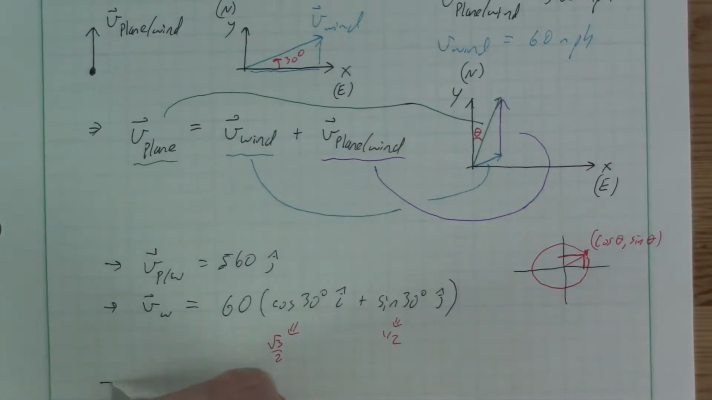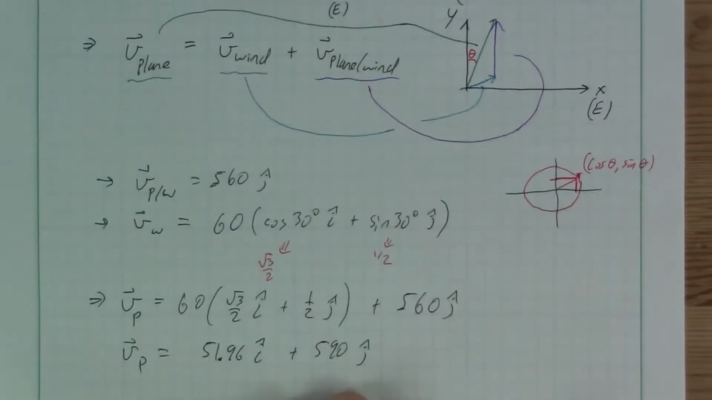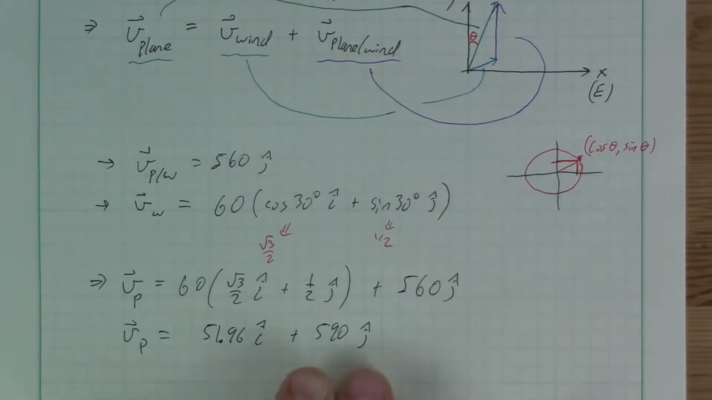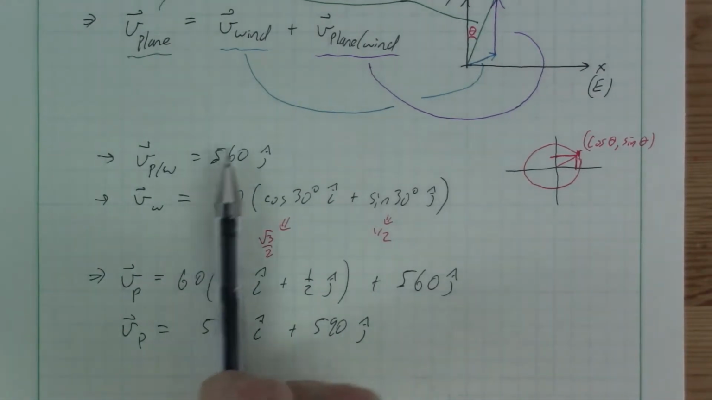Okay, so the velocity of the plane is then going to be the velocity of the wind, which is 60 times root 3 over 2 i hat plus a half j hat, plus 560 j hat. That's the relative motion of the plane in the wind. So therefore, our velocity of the plane is 51.96 i hat plus 590 j hat. So definitely mostly in the direction of where it's pointing. It's much more j hat than i hat, but we do have some tending into the i hat direction.